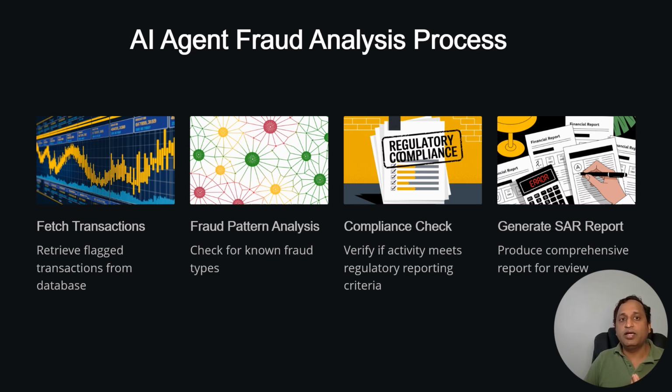Now if required, the agent automatically generates a detailed SAR report. This report includes transaction details, identified patterns, and a summary of why this transaction was flagged. This helps the compliance team quickly and accurately identify the transactions. So by automating these steps, the agent reduces manual effort, ensures consistent reporting, and enhances fraud detection accuracy. This makes compliance faster and more reliable.